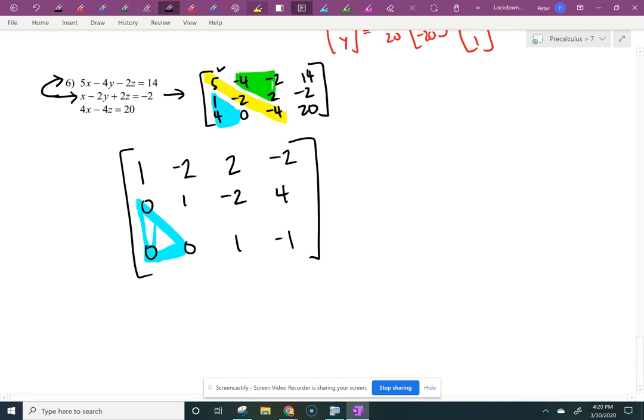Now, you heard me say equal to. Why? Because my brain is thinking matrices. That right there is already telling me that z is negative 1. And again, we are now in row echelon form.